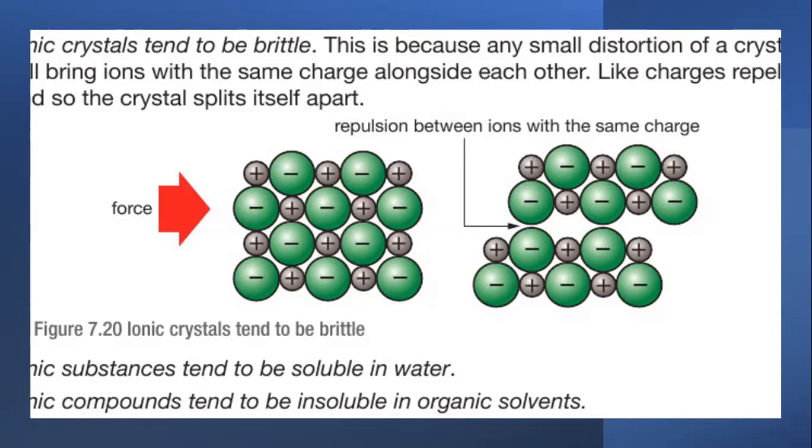Now that is not what we want. Now they're going to repel each other. Since they repel each other, the layers will literally split apart. They will move away from each other, and your compound is going to break into two. That is why your ionic compounds are brittle.